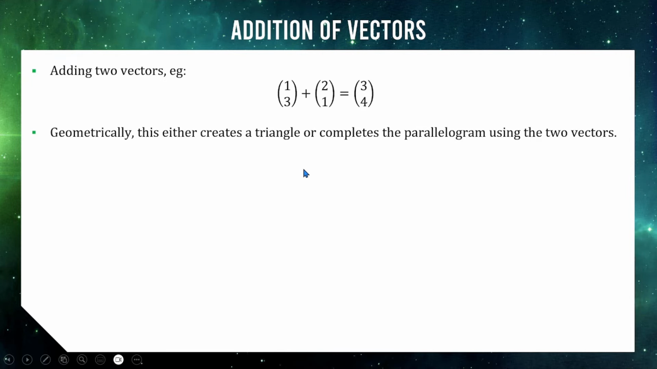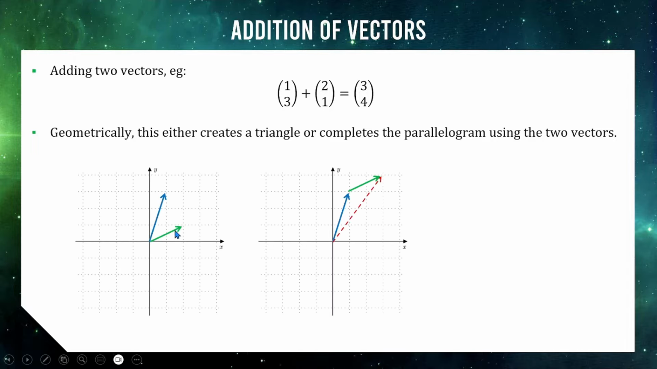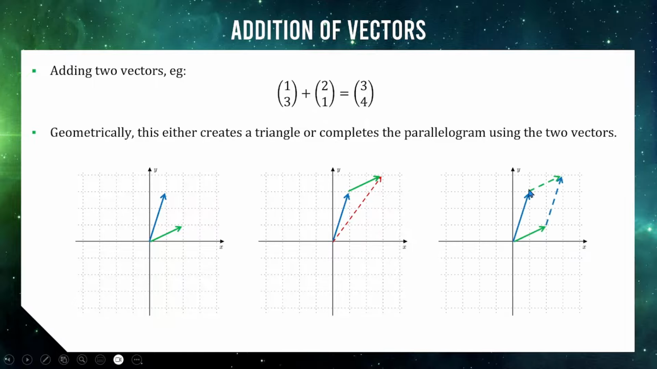Like I said, geometrically, this is either completing a triangle or completing a parallelogram with the two vectors. So you can either put this green one up here and make a triangle, and that red dotted line will be (3, 4), as we can see, 3 across, 4 up, so it works. Or like I said, you can put them at the base and then complete the parallelogram, and you get this point up here, which is (3, 4) once again. So you can use either of these. I use both depending on the situation. Sometimes one is easier than the other, but that's the two ways you can geometrically make sense of adding two vectors together.